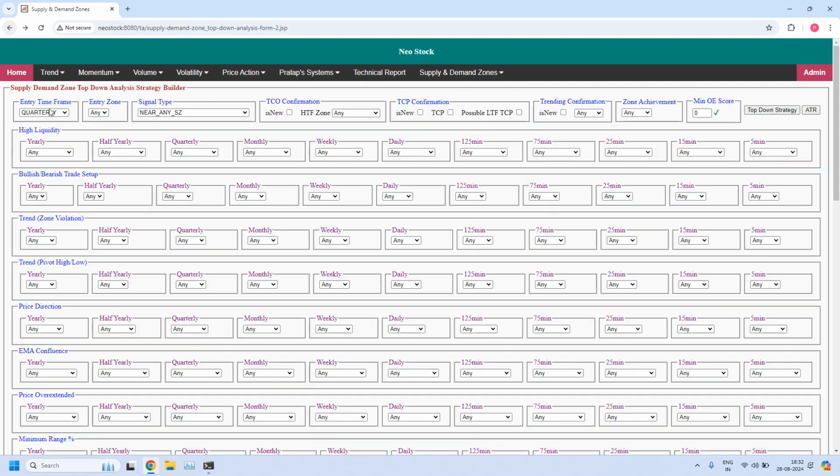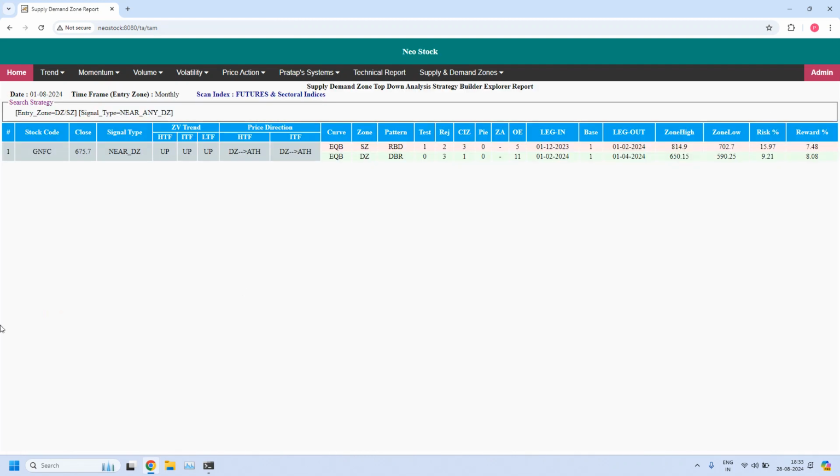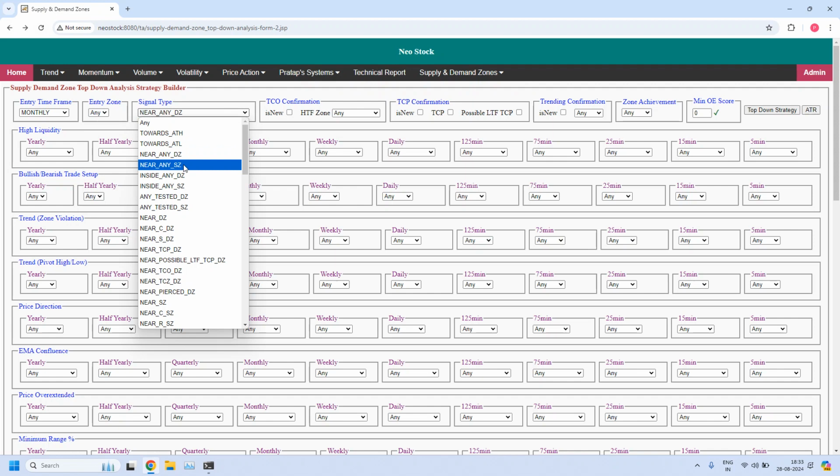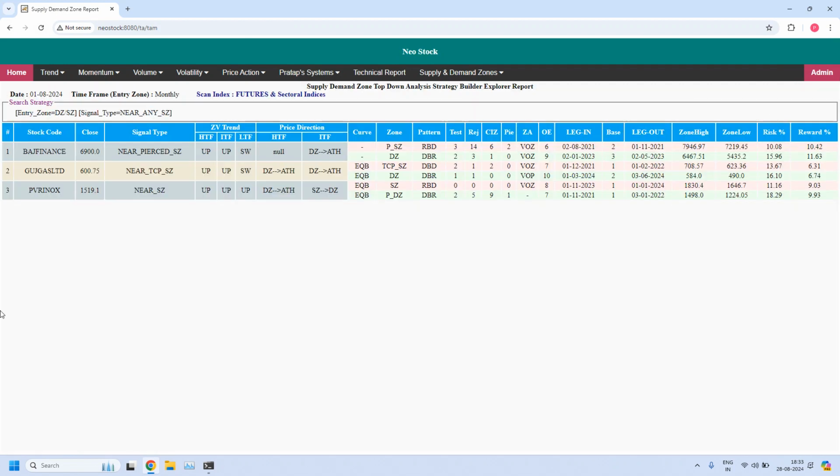The next time frame is monthly. Let us find the stocks near monthly demand zone. Only one stock is filtered near to the monthly demand zone. Next report for monthly time frame, let us find the stocks near monthly supply zone. Three stocks are filtered near to the monthly supply zone.